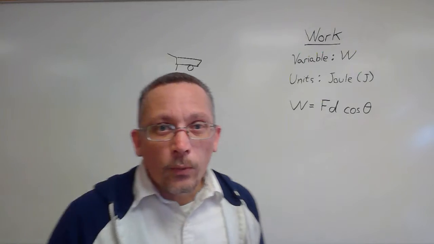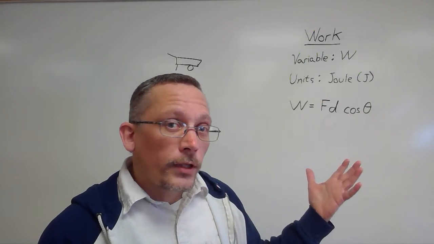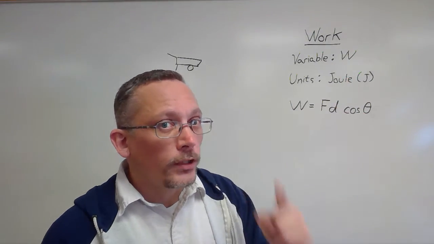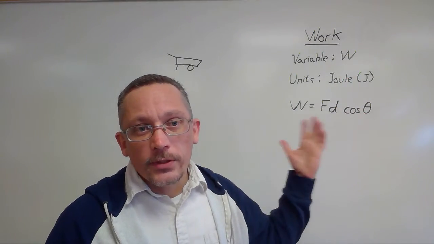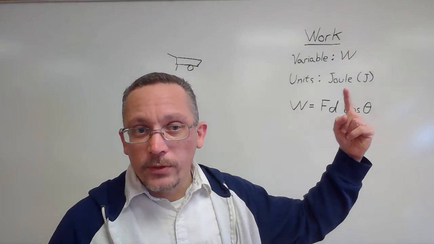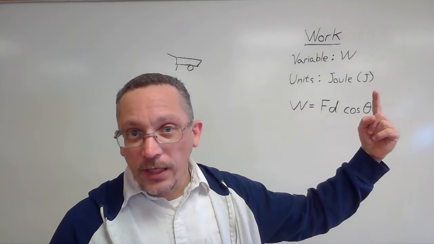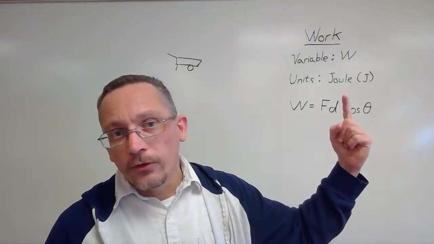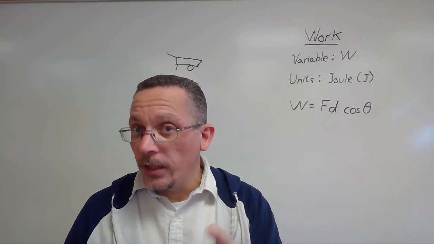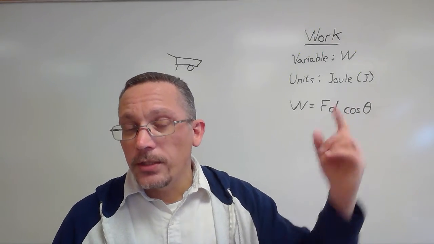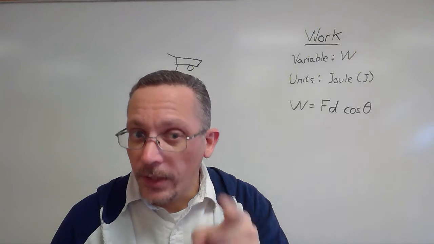Okay, a few things to know about work. When we talk about work, we use the variable W, a capital W. The unit for W is something called a joule. It's named after the scientist James Joule, and it's abbreviated with a capital J. That's the unit for work. It's also the unit for energy. So as we go forward and talk about energy, keep in mind that the joule is the unit for work and also the unit for energy.